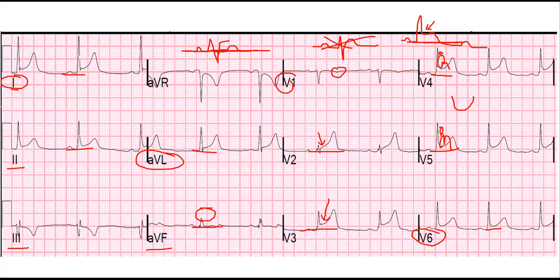Okay, same in case of inferior MI, you will get ST elevation in lead 2-3 AVF, and ideally we should get ST depression in anterior leads. Okay, so that's called reciprocal. Anterior and inferior, there have to be opposite changes. So if it is anterior MI, then in the inferior leads you get ST depression. Okay, clear everyone?